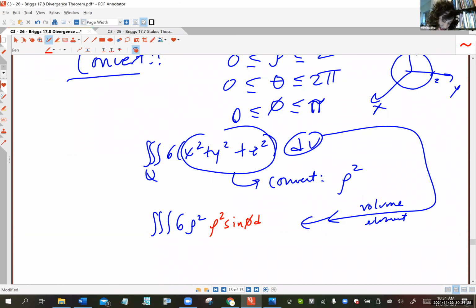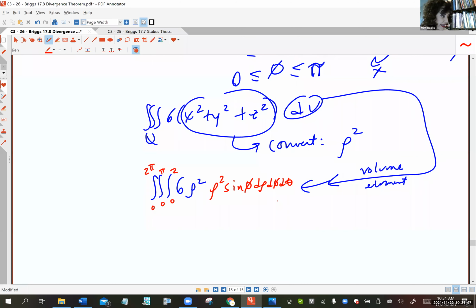d rho, d phi, d theta. We usually do typically in that order. So we're almost ready to go. Let's just put our limits on there. Theta went from 0 to 2 pi. Phi went from 0 to pi. And rho went from 0 to 2. Boom, there we have it.